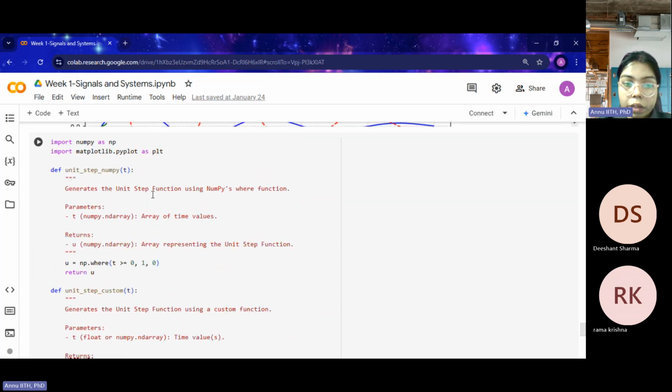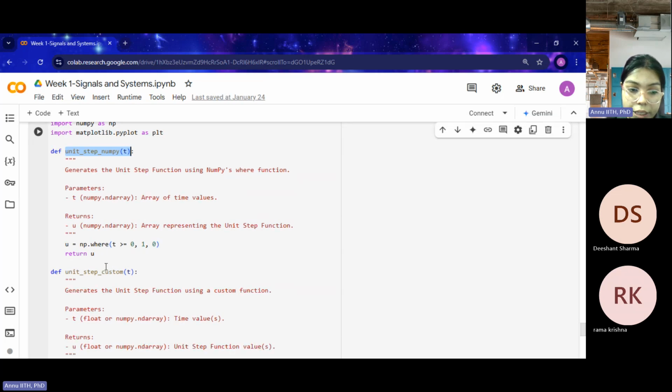We need to generate the unit step function using NumPy with functions. As we know, these are the simple import libraries, and pyplot is used for plotting and NumPy is for the array. So if we define the unit step NumPy, simply where t greater than or equal to 0, it is 1, otherwise 0. So np.where is a predefined function and I'm using that.